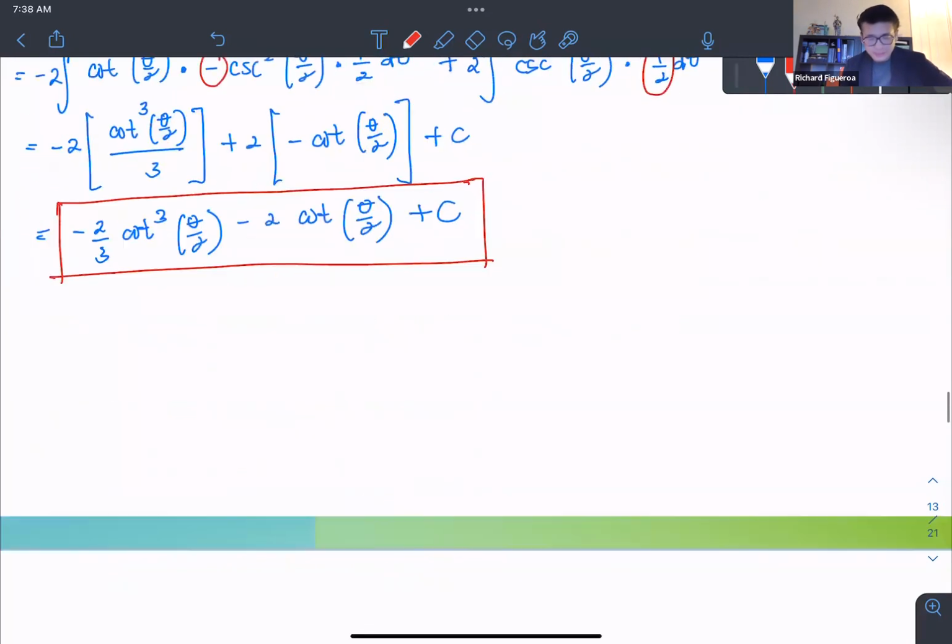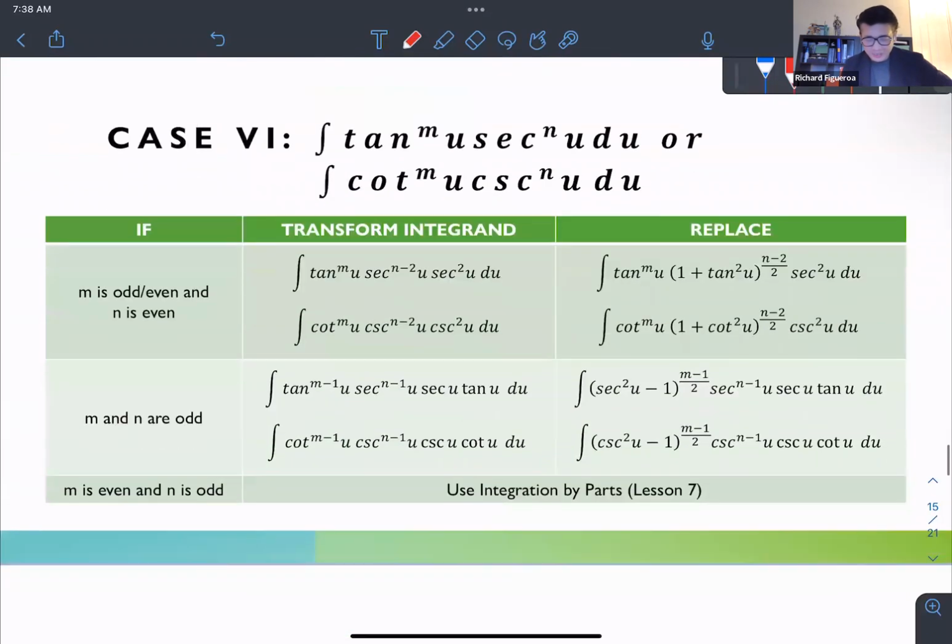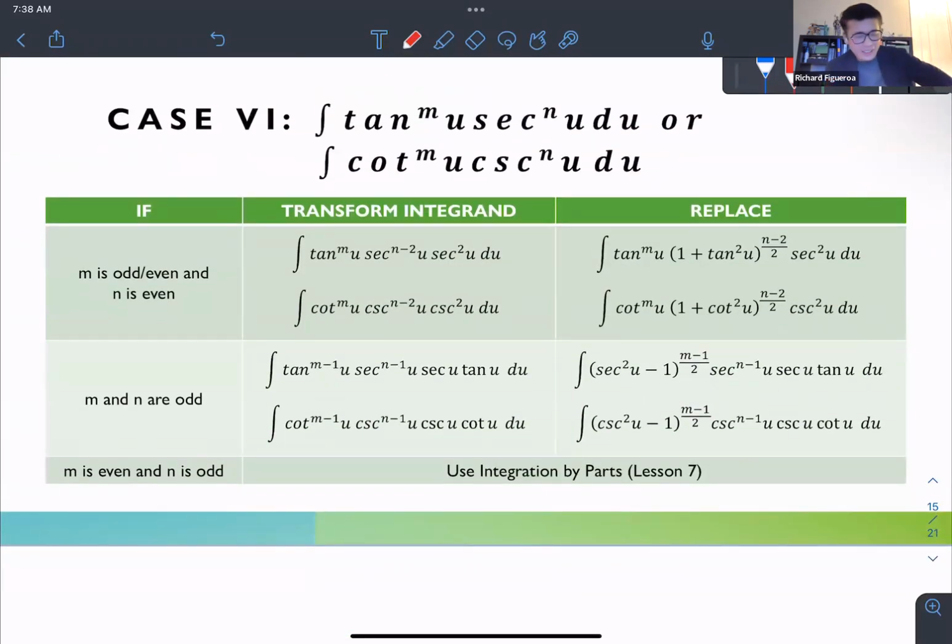So just go back to our discussion. We'll try to finish this one. We have case number 6. Case number 6 is a product of tangent and secant, or cotangent and cosecant. In here there are actually 4 possibilities, but two of them go together. If m is odd or even, and n is even, then we use this transformation.